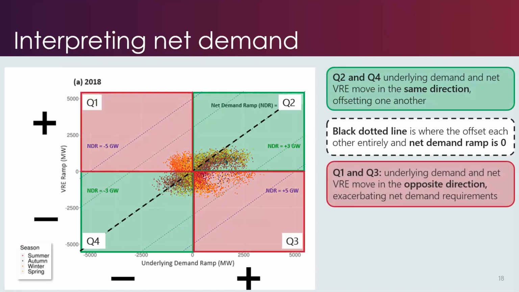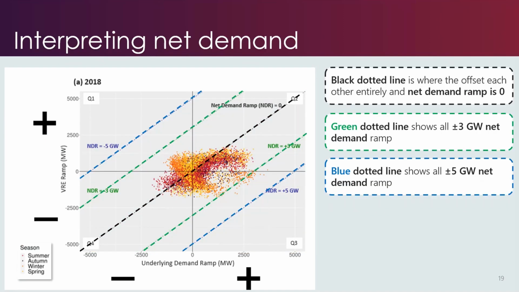The other quarters, quarter 1 and quarter 3, show instances where VRE and underlying demand moved in the opposite direction. When they do this, their movements exacerbate net demand requirements, so the scheduled fleet needs to work a whole lot harder. The last thing we need to understand are the blue and green lines. We already understand that the black line here is where the net demand ramp is 0. Now, the blue and green lines follow the exact same concept, except they show when net demand ramp is plus or minus 3 and 5 gigawatts. So the green dotted line shows plus or minus 3 gigawatt net demand ramp, and the blue dotted line shows a plus or minus 5 gigawatt net demand ramp.